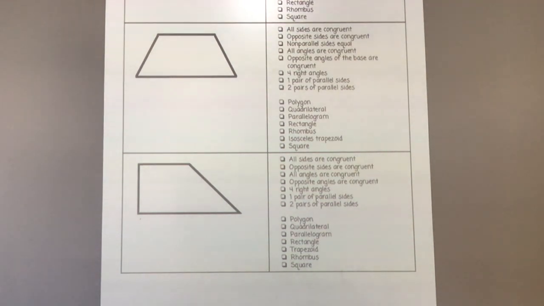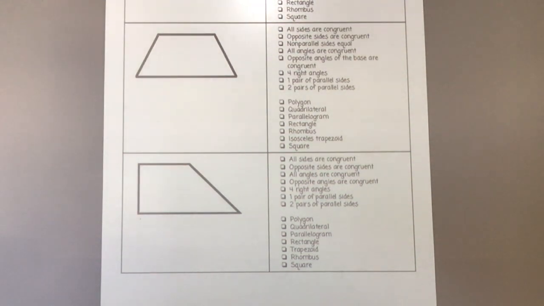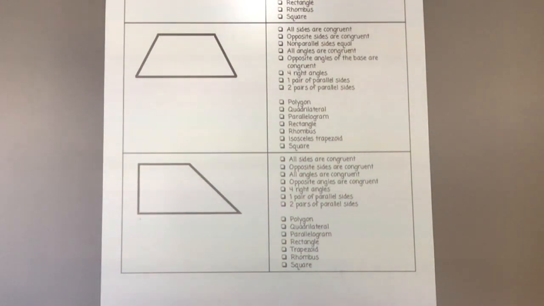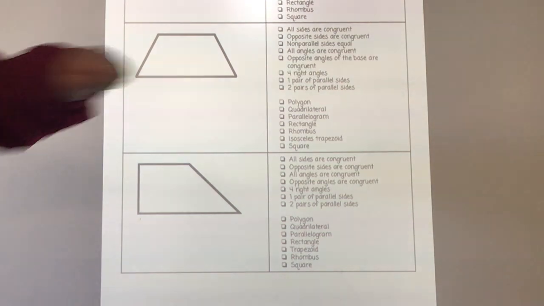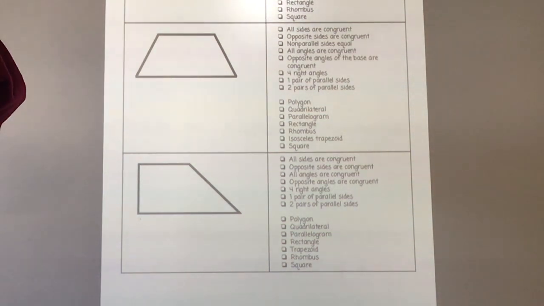Is it a polygon? Nice. Is it a quadrilateral? Yeah. Is it a parallelogram? No. Is it a rectangle? No. Rhombus. No. Isosceles trapezoid. Yes. What is that word?